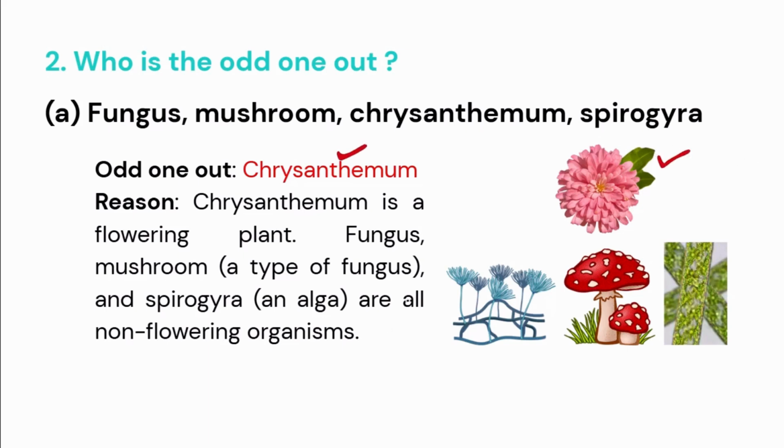The other things that are given in this question: first one is the fungus, second one is a mushroom, and third is a spirogyra. All these three, fungus, mushroom, and spirogyra, don't have a flower, and the chrysanthemum is a flowering plant. That's why this is out of them. Fungus, mushroom, a type of fungus, and spirogyra, an algae, are all non-flowering organisms.